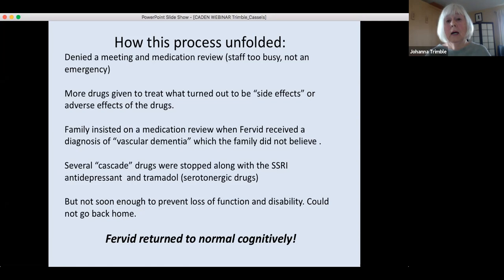And eventually what we were able to do is get a medication review. In fact, once we saw that there was going to be yet another drug prescribed, we put our foot down basically and insisted that we needed to have a medication review. And several of these cascade drugs were stopped along with the SSRI antidepressants and the tramadol, the pain drug. And not quite soon enough. You know, we castigate ourselves for not acting sooner or trying more things to get our voice heard, because Fervid had by then been mostly bedridden for 2 or 3 months. She had lost a lot of function and mobility while being in bed. She couldn't go back to her apartment, but she did return completely back to normal cognitively.